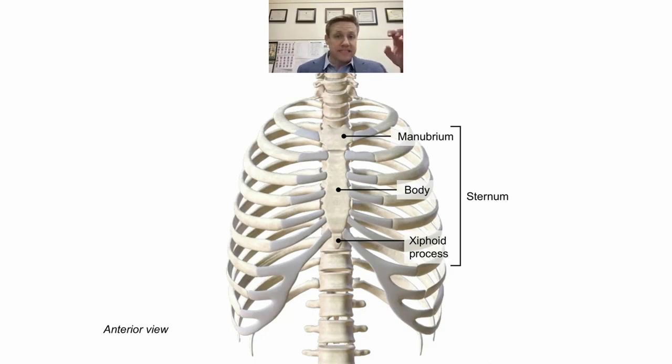Similarly, manubrium means handle, and now it really is making sense because it kind of looks like it's the handle of a sword that's pointing upside down. So that's the first part we're going to talk about.